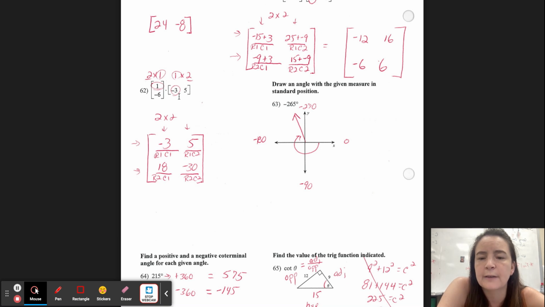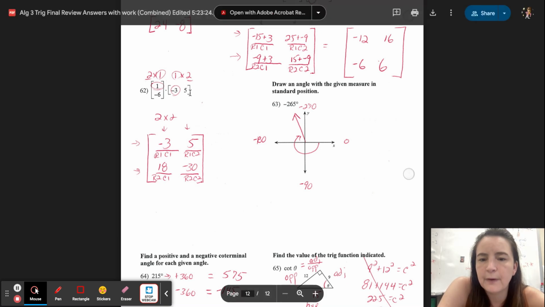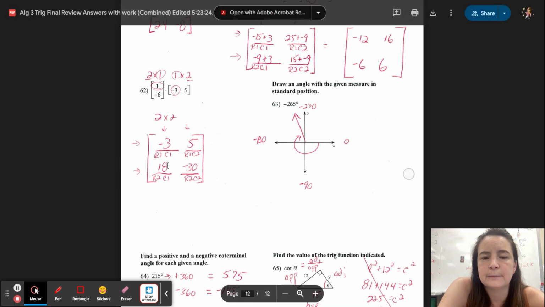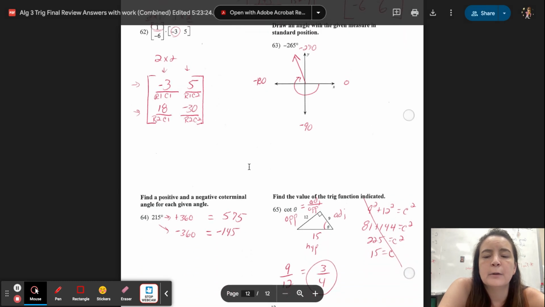So 1 times negative 3 is negative 3. Row 1, column 2, so 1 times 5 gives me 5. Row 2, column 1, so negative 6 times negative 3 gives me 18. And then row 2, column 2, so negative 6 times 5 gives me negative 30. And this is my final answer here. Right. Now, this is the most recent thing we did.